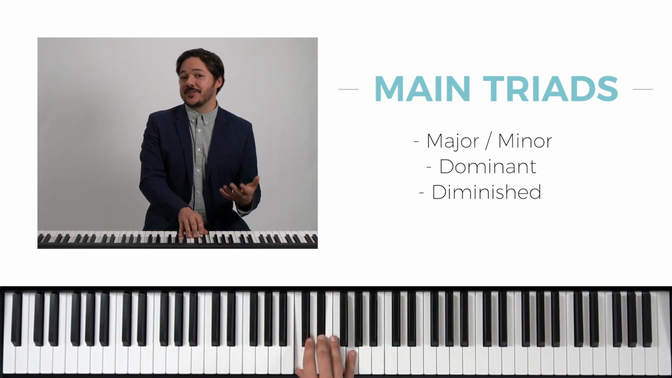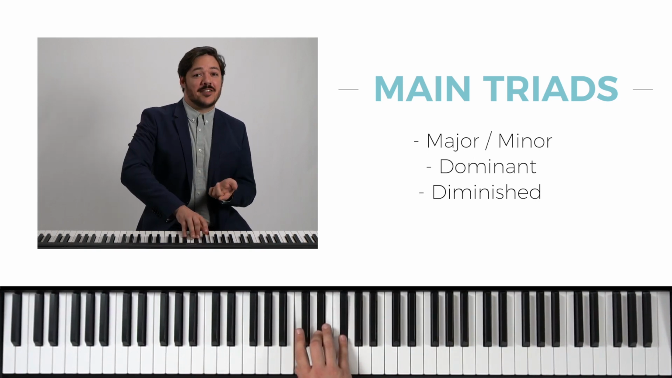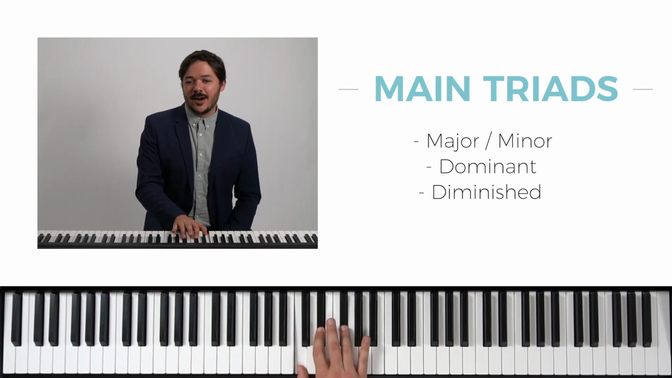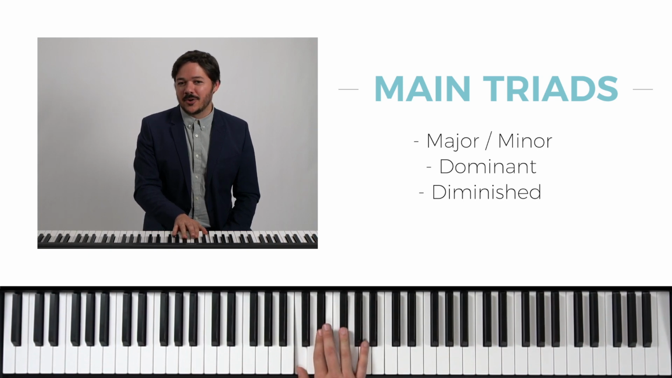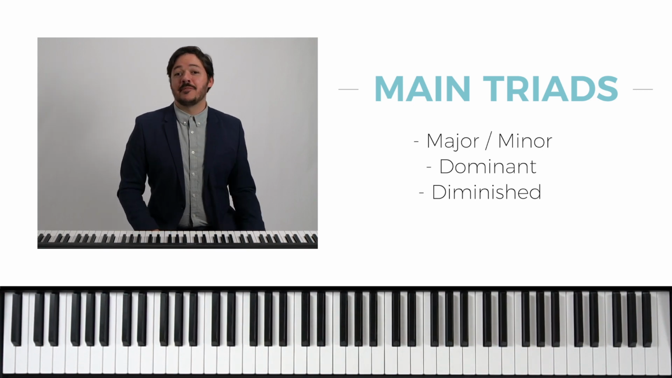Diminished also has a formula. It's 1, flat 3, flat 5. So we're flatting 2 of our scale degrees from our major chord. And now we have this crunchier chord. The diminished chord is what you hear most often if you're watching maybe an old, silent, scary movie, for example.